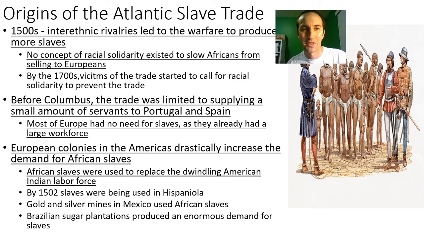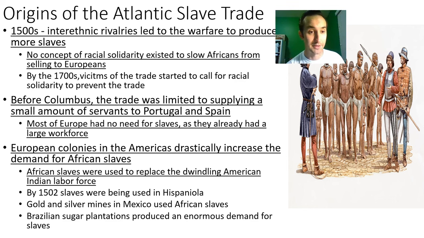It's not until the 1700s that the victims of the trade start to really see the effects, and they start to call for racial solidarity to prevent the trade, but it's already had a massive impact by that point. Before Columbus, the trade was limited to supplying a small amount of servants to Portugal and Spain, but there really wasn't a huge demand for servants and slaves in Europe. They already had a large workforce. They had plenty of poor people to use as servants. They didn't need slaves. It was just an extra luxury.